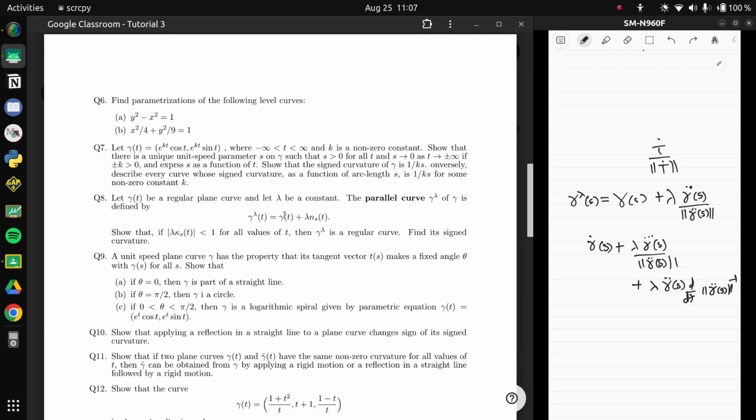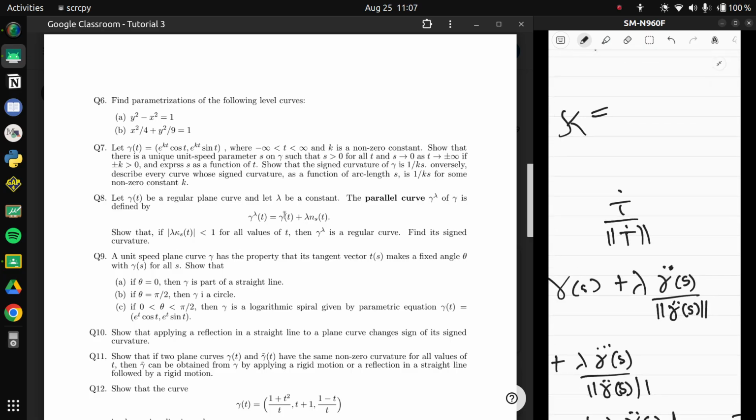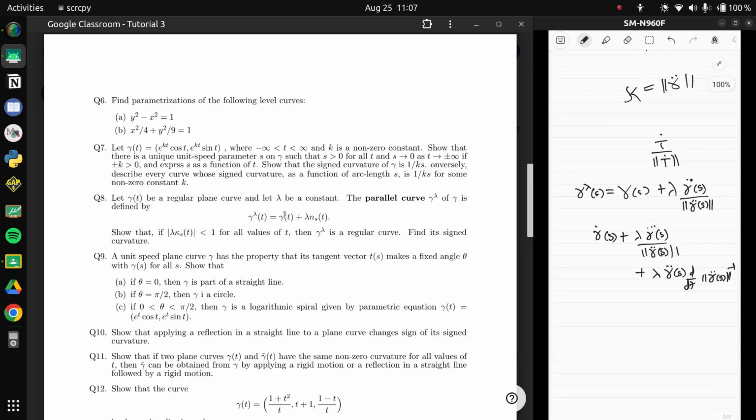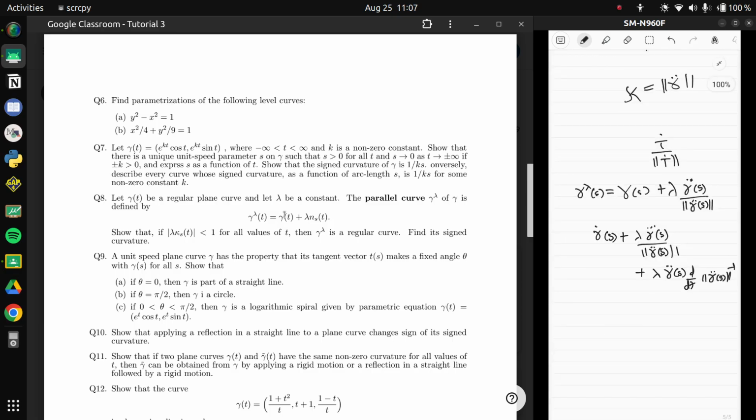No. Well, what's kappa? Kappa is just defined to be the magnitude of dt upon ds, right? And t is just gamma dot. So this just happens to be the magnitude of gamma double dot. I guess that actually makes sense. So this stuff you can think of as kappa actually. This might actually be 0. That might be 0. We don't really care.